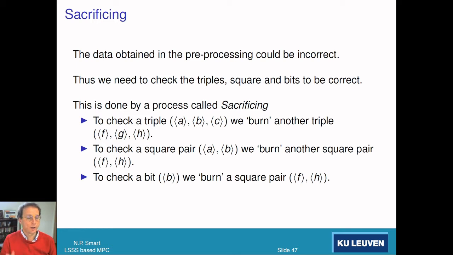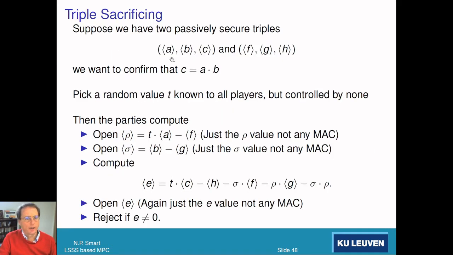In the case of squares, we're going to take a square pair AB and then burn another square pair FH to check it. Bits are slightly different in that to check a bit, what we actually do is burn a square pair. So we have a triple ABC and a triple FGH. We want to check that C is equal to A times B, and that H is equal to F times G.